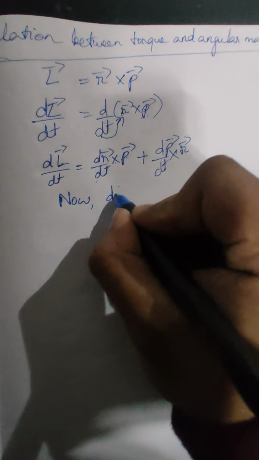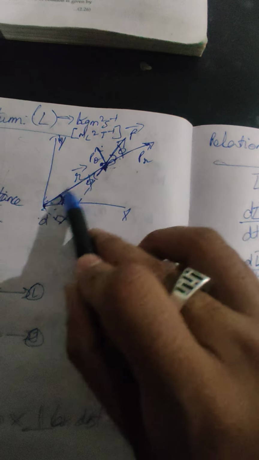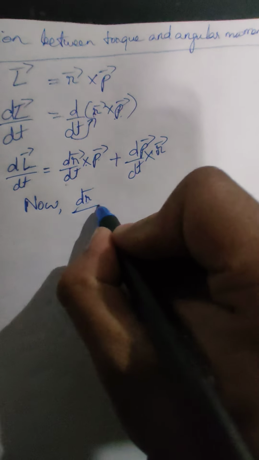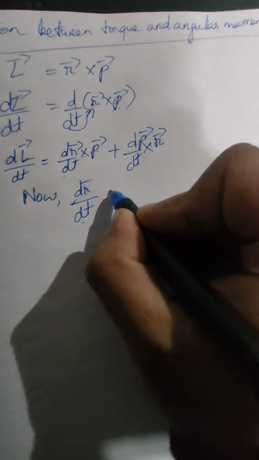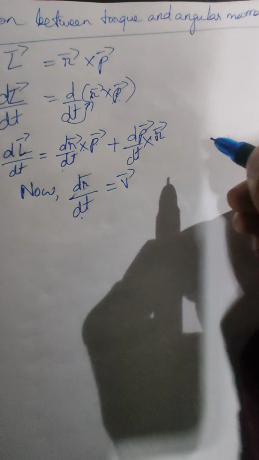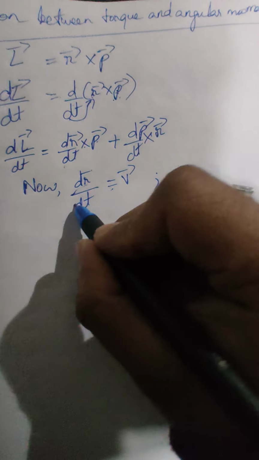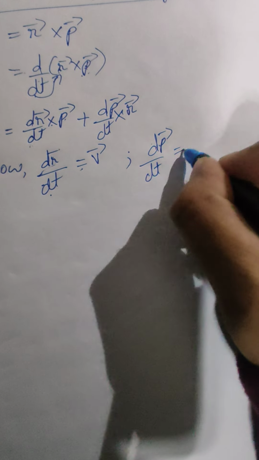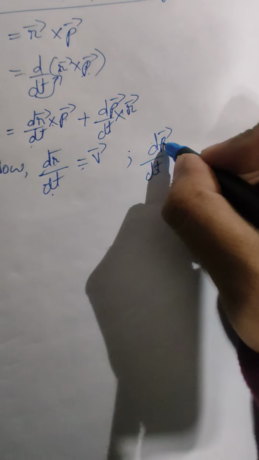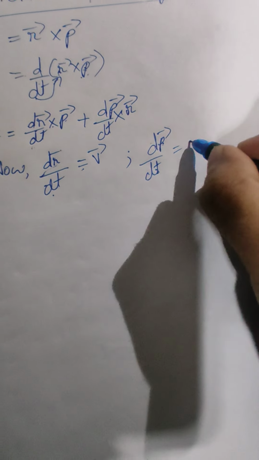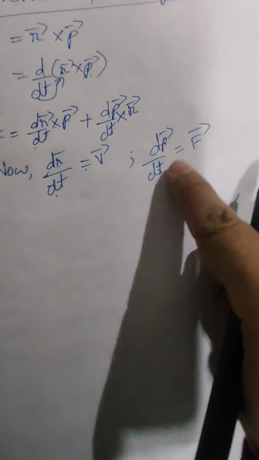dr/dt, r is distance, right? r represents the distance or the displacement. So dr/dt is displacement over time, and displacement over time is velocity, okay? That is the definition of velocity. And dp/dt, this is Newton's second law of motion, right? Rate of change of momentum with respect to time, that is force. This is Newton's second law of motion.